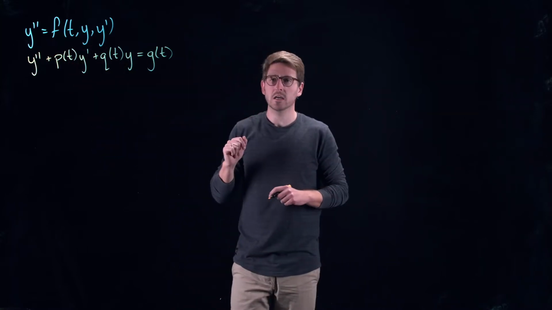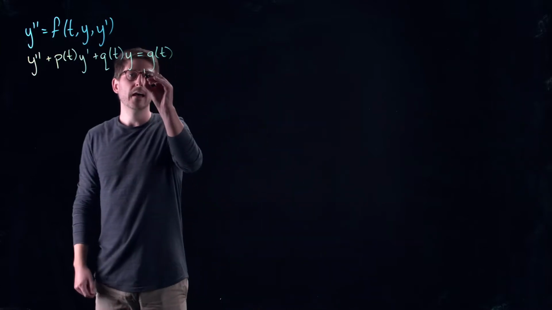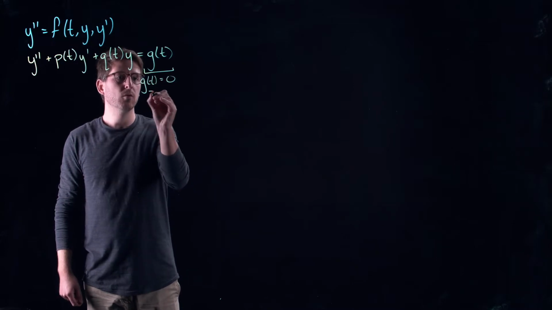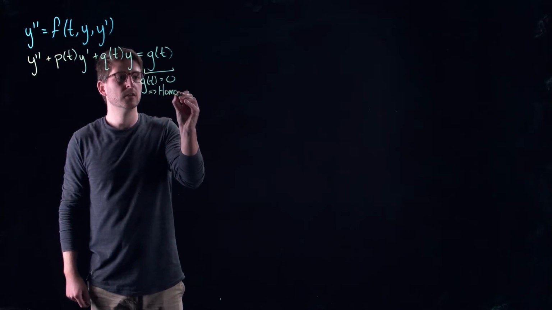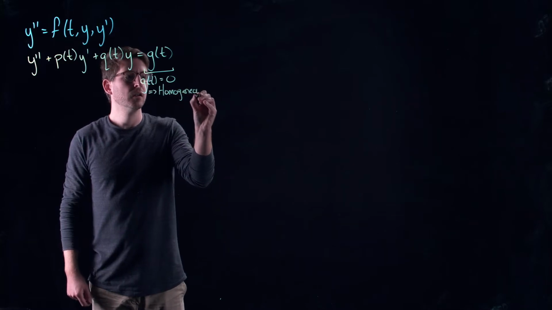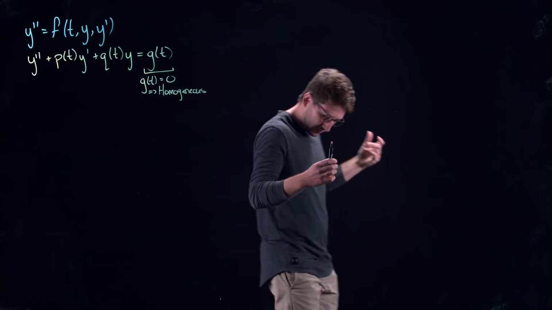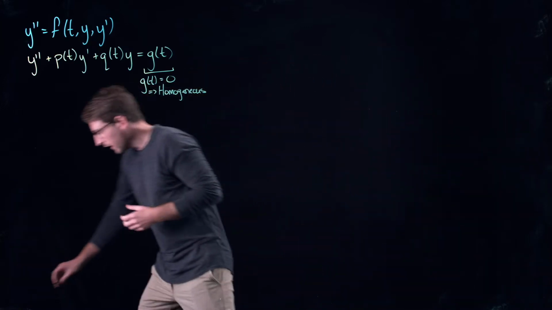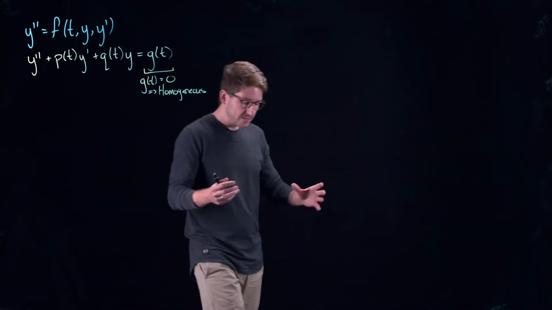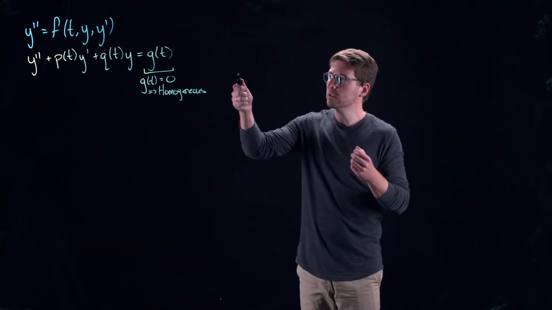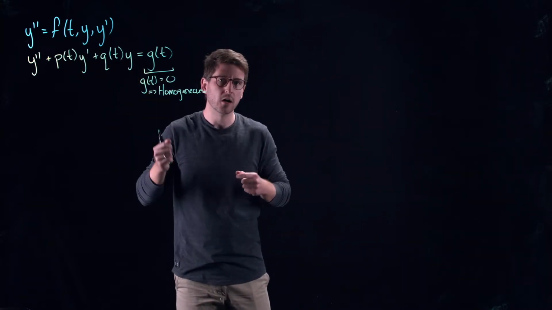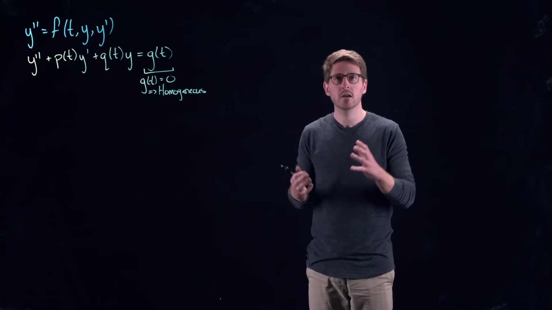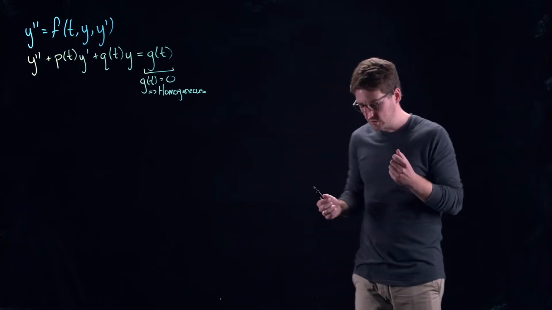Basically the same idea. And we say that if g of t is equal to 0, then we call this homogeneous. And if g is not equal to 0, this is called inhomogeneous. Now, what I'm going to focus on for the duration of this lecture is working with homogeneous equations where p and q are constant functions. Okay, so this is just the first introduction that you're going to get to second order differential equations.